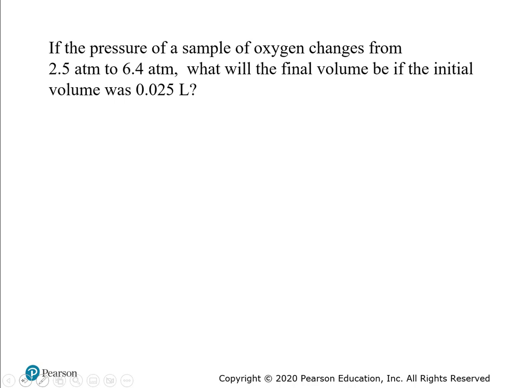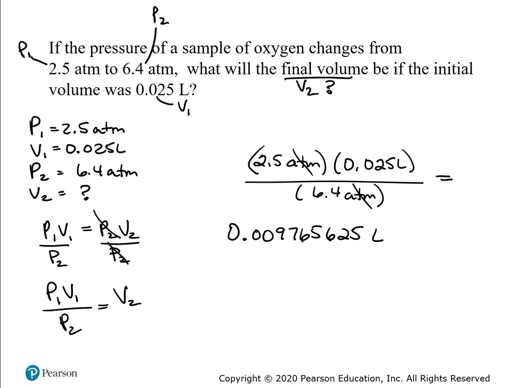So when you go through and read this, if the pressure of a sample of oxygen changes from 2.5 atmospheres, that's P1, because it changes from the initial, to 6.4 atmospheres, so that's P2. What will the final volume be? That's your question mark, so V2 is the question mark, if the initial volume was 0.025 liters, so that's V1. So I just listed them out. See if you got all of those.